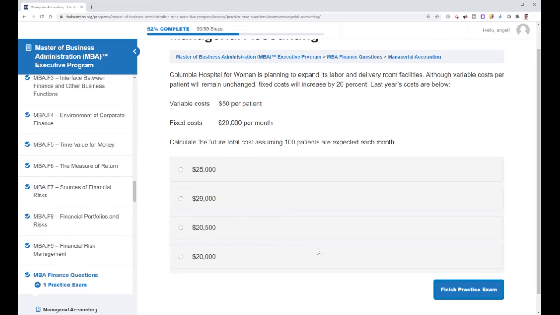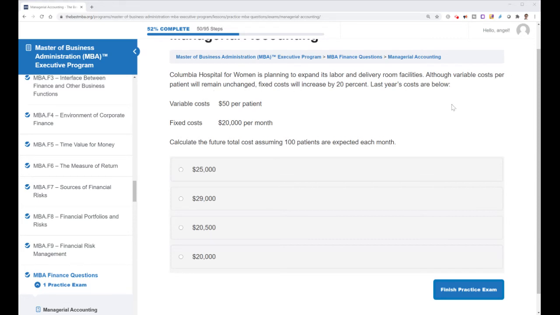And now we're going to use a calculator in order to see which one is the right one. Here it is, the calculator. Okay, so let's see. We're going first of all to calculate the variable costs, the total variable costs. It's clear if we have $50 per patient and we have 100 patients, the total variable costs is $5,000, right? And they say that the variable cost will remain unchanged, right?